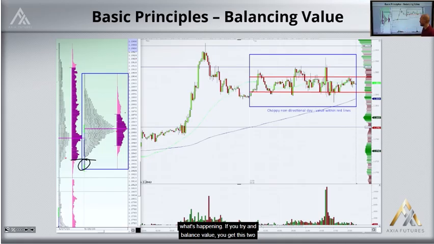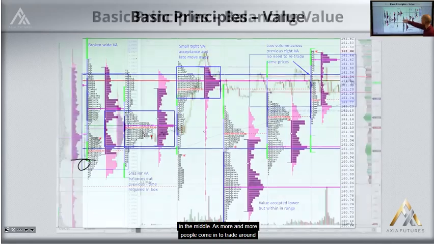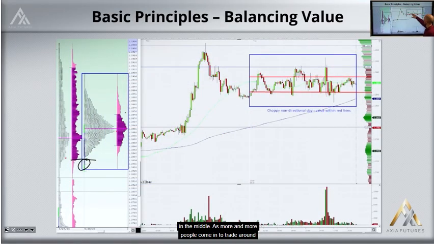But that's what's happening. As you try and balance value, you get this two-way trade. People essentially are moving their orders closer and closer together. This is why you get a trade concentrated in the middle, as more and more people come in to trade around this area, realizing that it's hard to get filled at the extremes. It's much easier to get filled anywhere inside of value on this day, which are the two red lines.